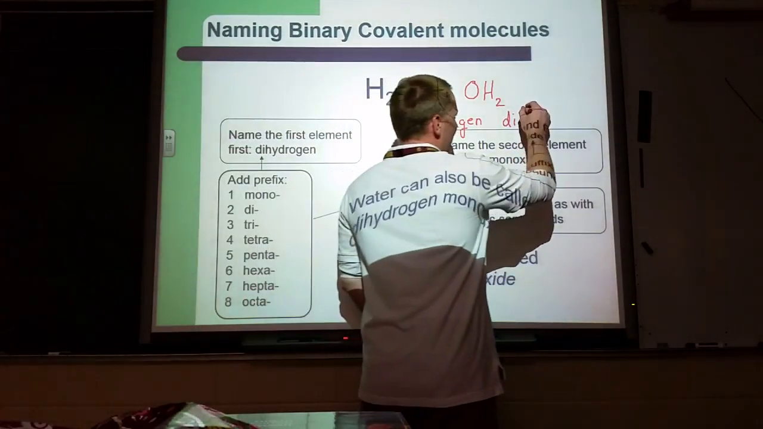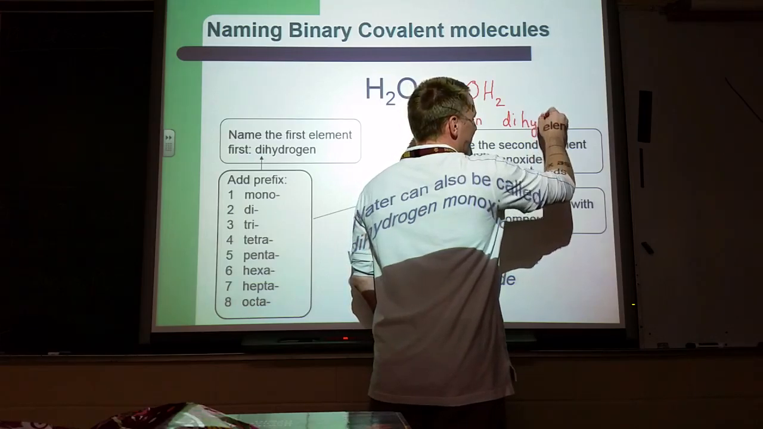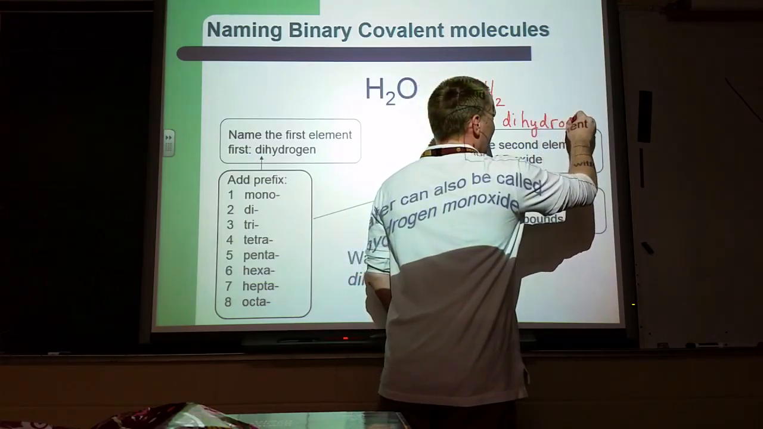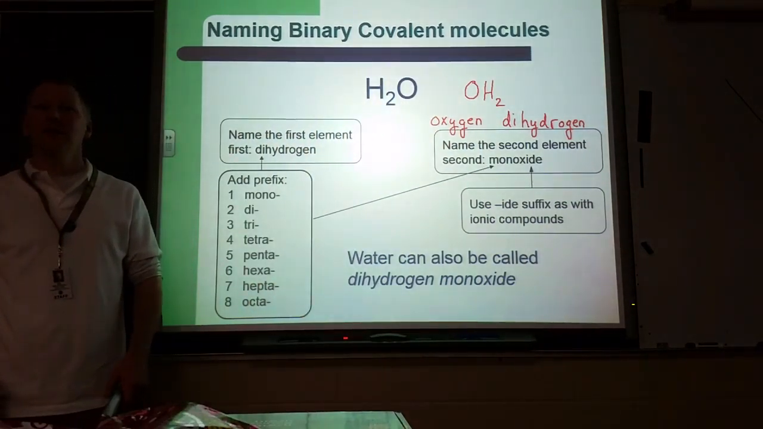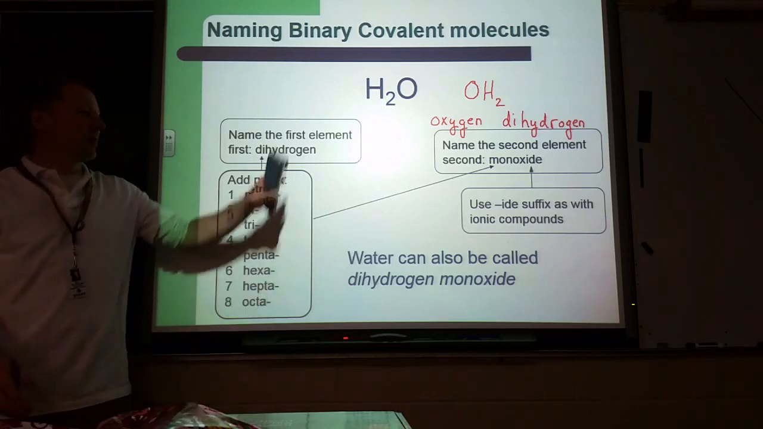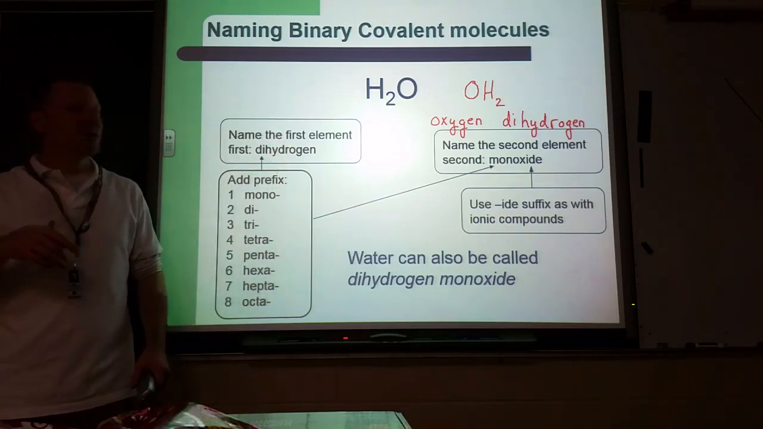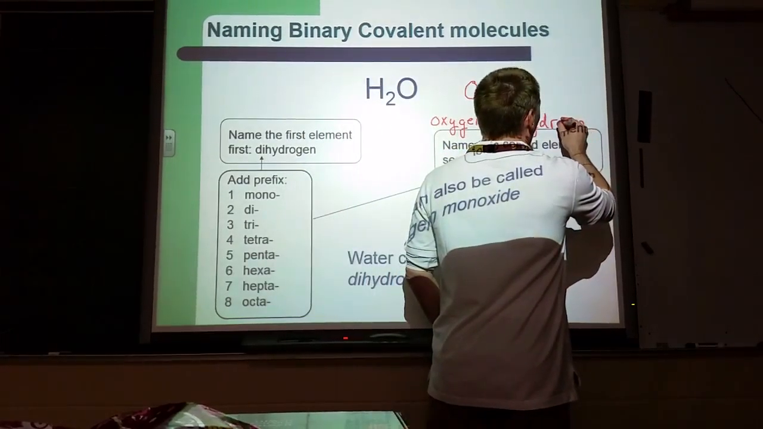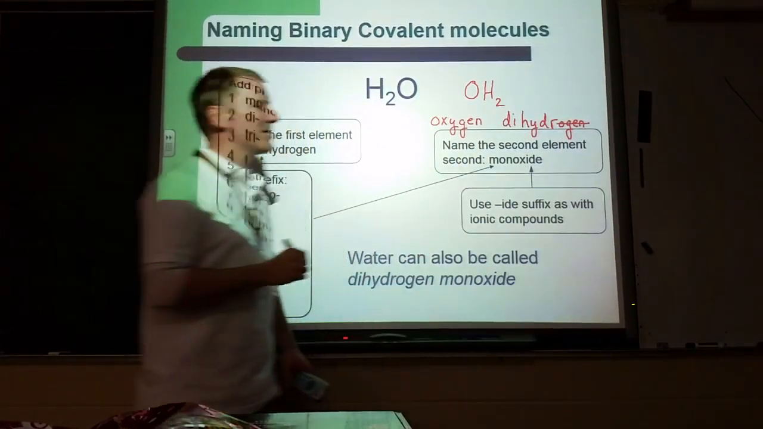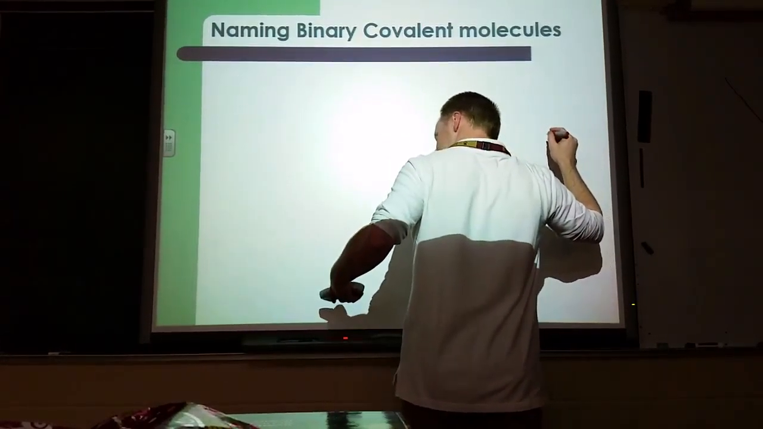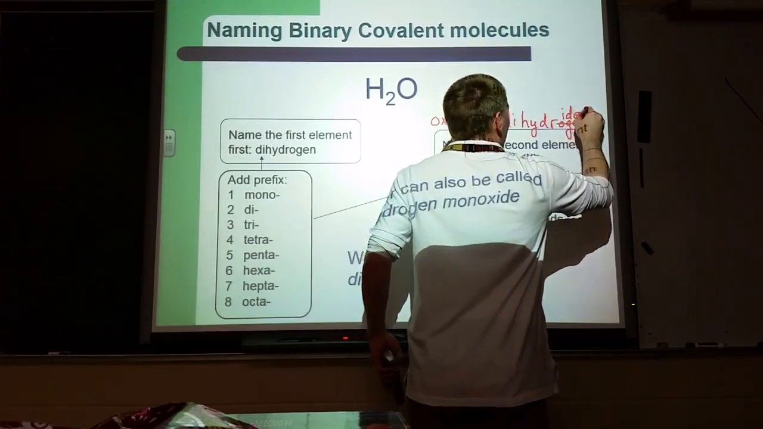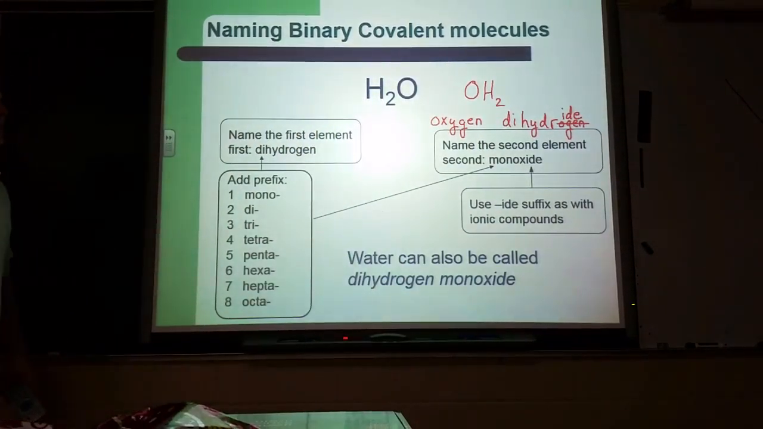Di, and then let's write out hydrogen, but then we'll fix it. What do we need to cross off in hydrogen? We ignore the di part for this. Just the gen. We have to cross off the second group of vowels and anything following it, and replace it with ide. Dihydride. So we could also call it oxygen dihydride. We could call it monooxygen dihydride, but we probably wouldn't.